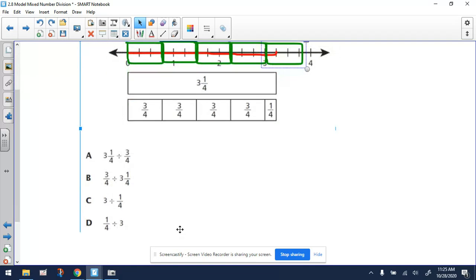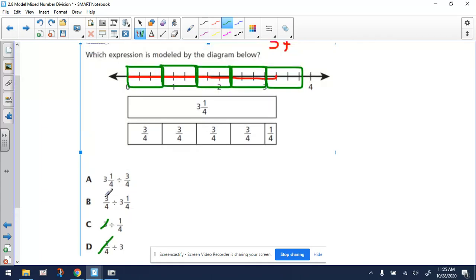Now, let's look at the choices here. We're not talking about 3 as being our dividend, right? So that's off the list. And we're not taking 1/4 and breaking them up in equal chunks, so that's off the list. And why is B wrong? B is wrong because this is the divisor. We're breaking it up into equal chunks of 3/4, so they have that in the dividend position, so that's wrong. So if we take a look at choice A, that's probably it.